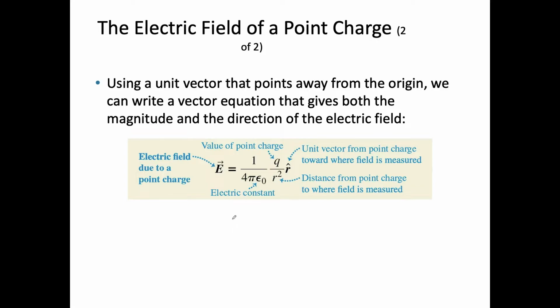And this is what we have. The only difference is that we also need to understand that K equals 1 over 4 pi epsilon 0. K is Coulomb's constant. Epsilon 0, we call it the vacuum permittivity.